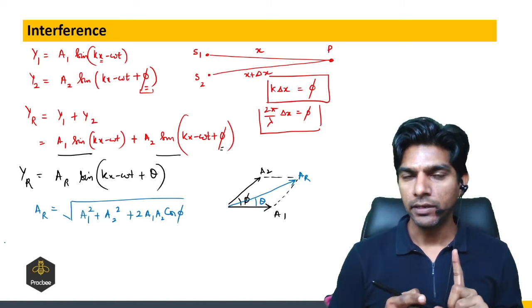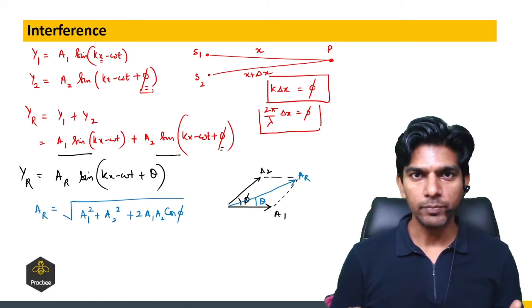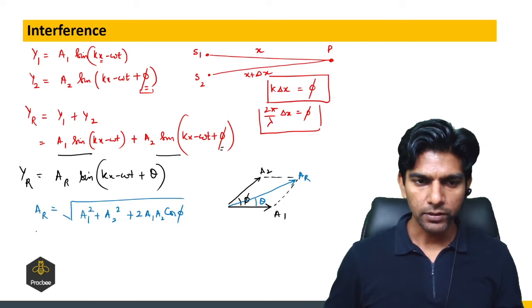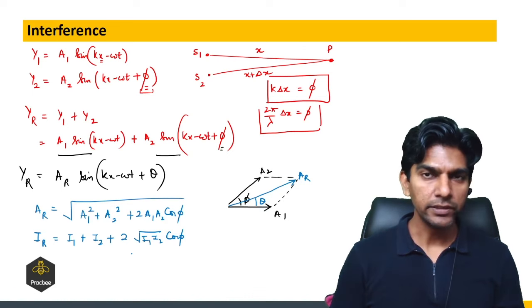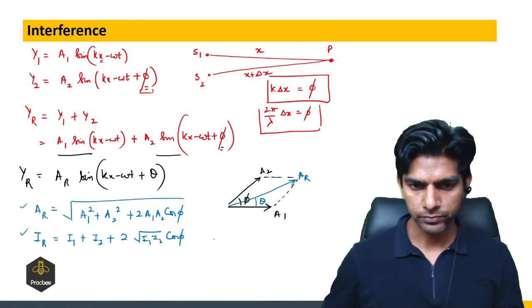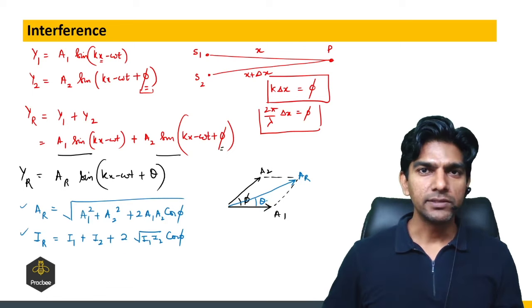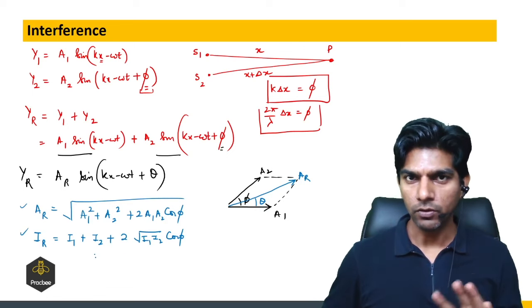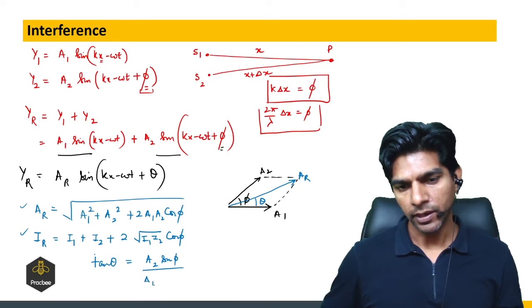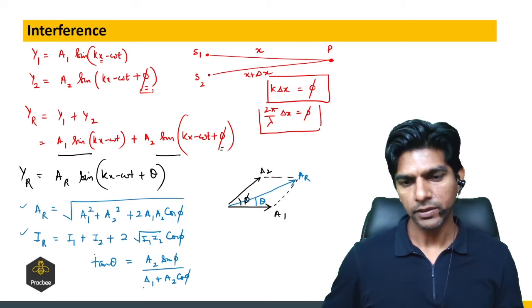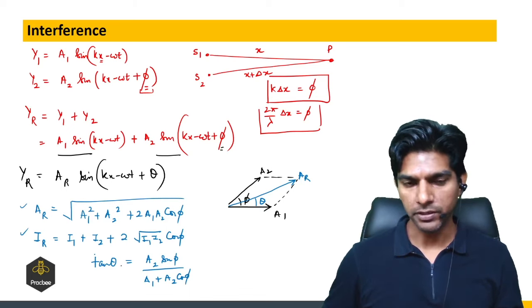And we know that intensity is directly proportional to the square of the amplitude for a given frequency. So I can also write this as I_R equals I1 plus I2 plus 2 times root I1 I2 cos phi. Now that is the resultant intensity, and this is the resultant amplitude. And if I want to find this theta, that is not required as far as the exam is concerned, but let me write down the formula. So tan theta is nothing but A2 sin phi upon A1 plus A2 cos phi. So from here we can find the value of theta, right?